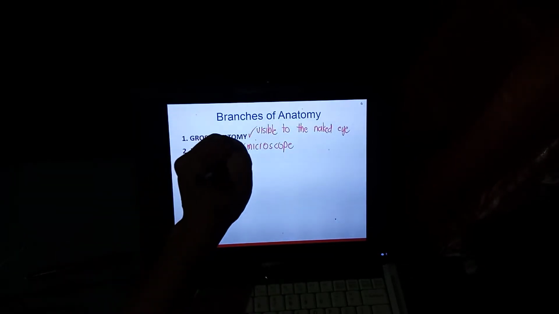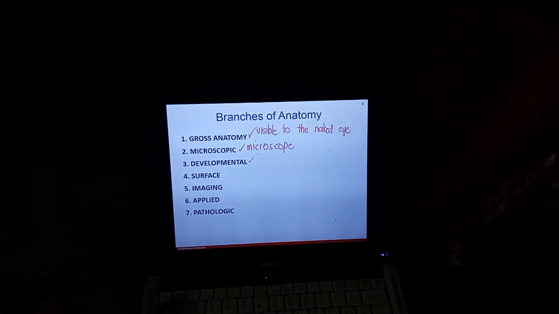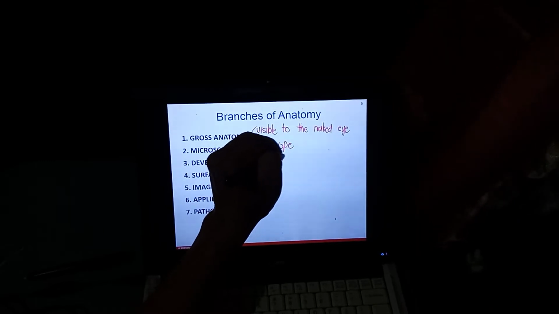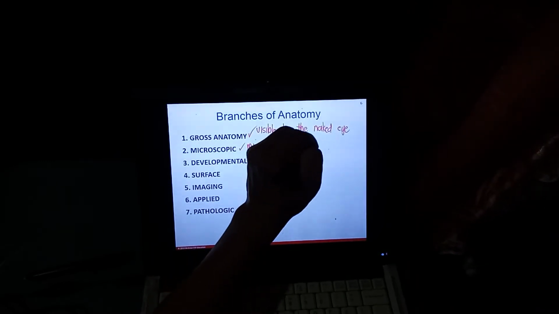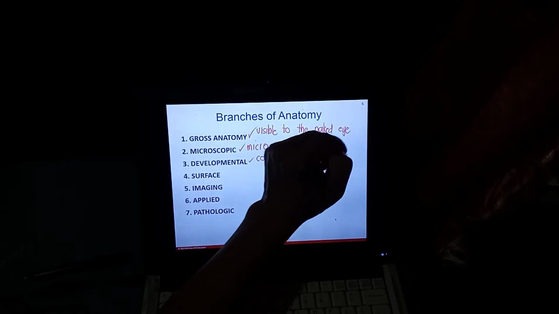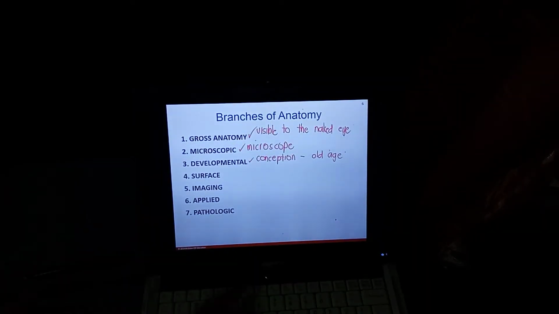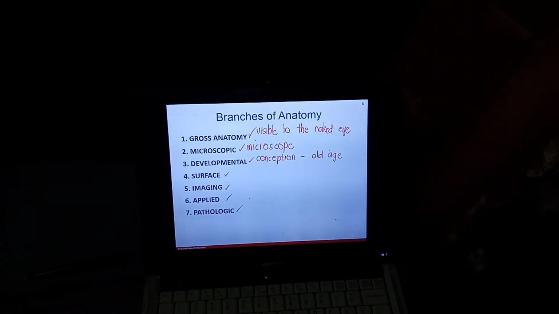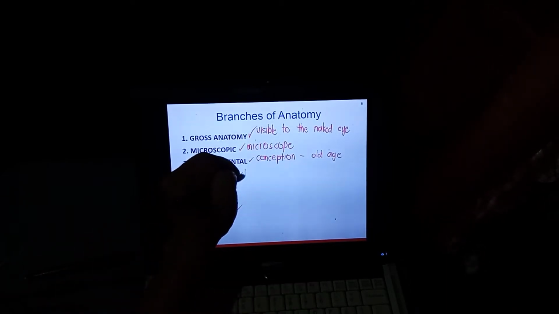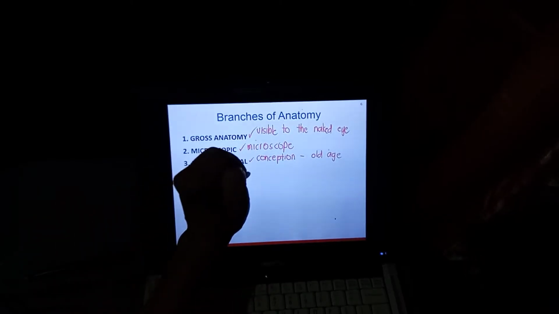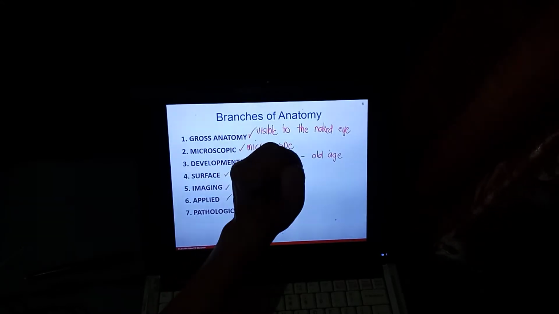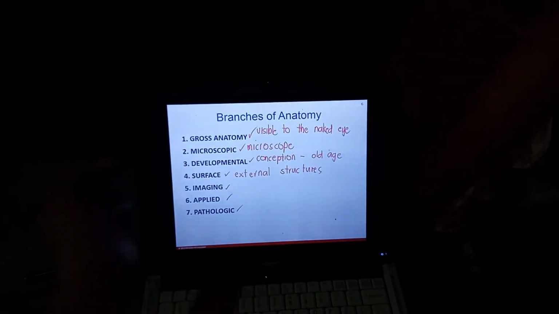And of course, your developmental branch of anatomy is the study of structural changes from conception to old age. That's developmental. Whereas your surface branch of anatomy uses external features as landmarks of deeper structures. We use your external structures.